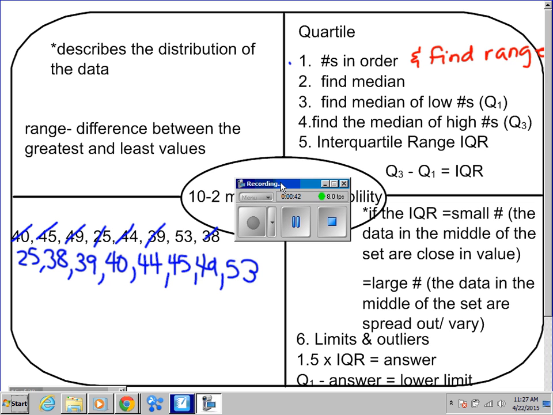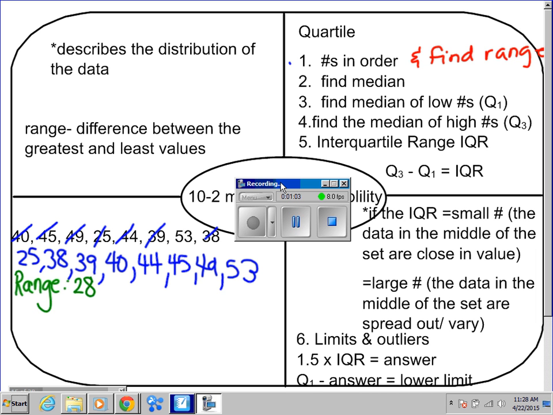Okay. What's going to be a little different for this one? So first, on your assignment today, I would want you to write the word range. And the range is simply taking your largest minus your smallest. So if anyone's working along with me, what is 53 minus 25? Yeah, 28.